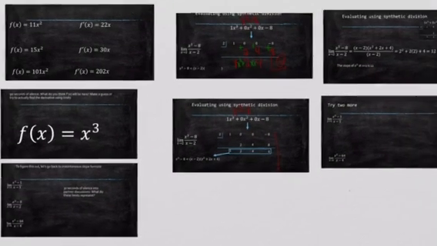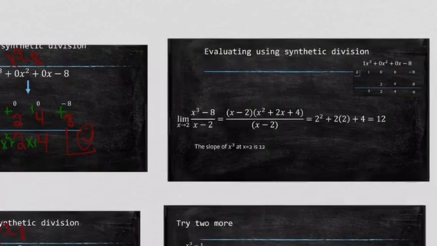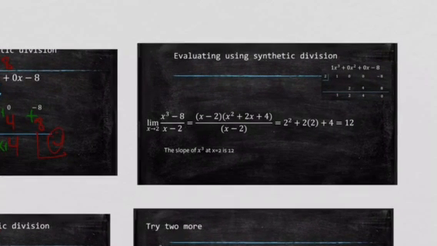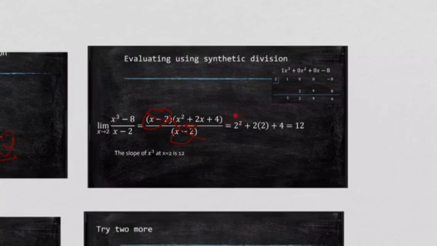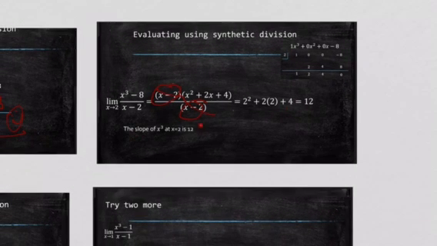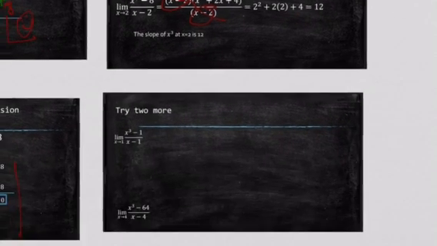And the reason we're happy with that now is because now we can do this limit. We factored x cubed minus 8 as x minus 2 times x squared plus 2x plus 4. And now the x minus 2's cancel, and we're just left with x squared plus 2x plus 4. And now we can plug our limit in, and we get 2 squared plus 2 times 2 plus 4, which is 12. So the slope of x cubed at x equals 2 is just 12.